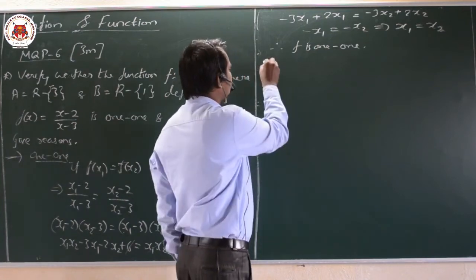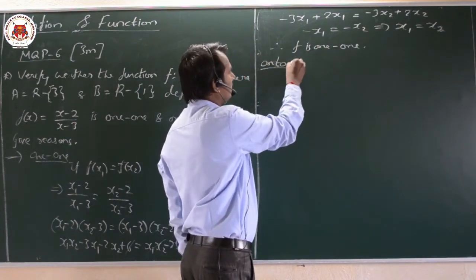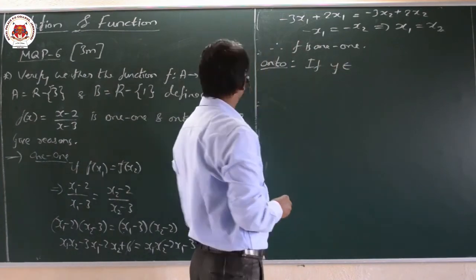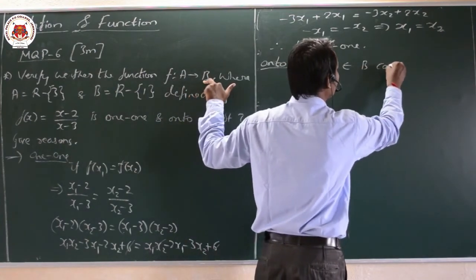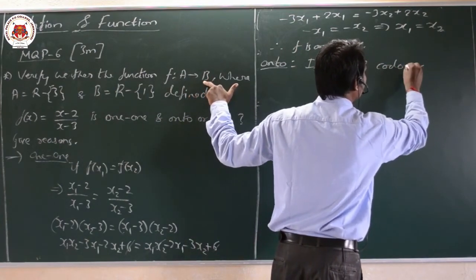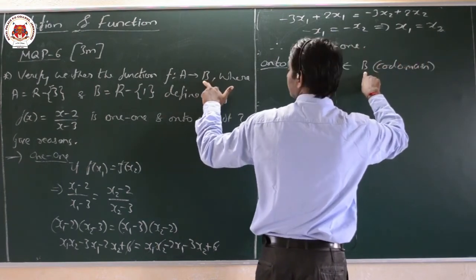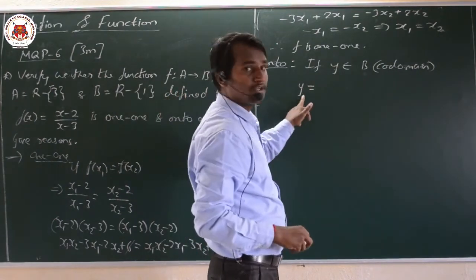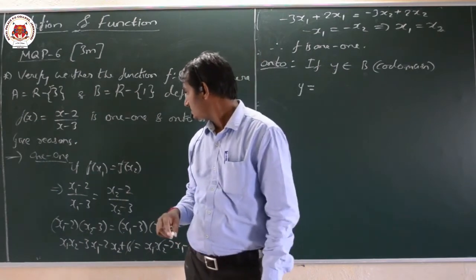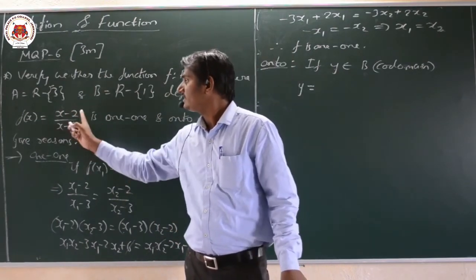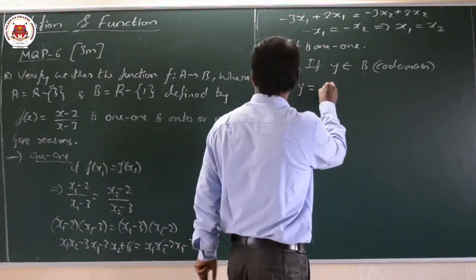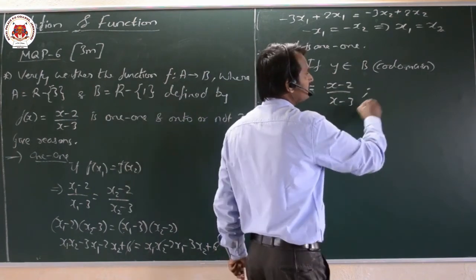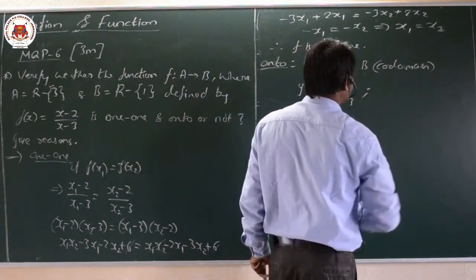Now comes our onto. For onto, let us take any value, y belongs to the set B. What is the B here? Codomain. B means what here? The set of all real numbers except 1. Now what is the value for y here? y equal to f of x, such that y equal to f of x. What is the f of x value? f of x value is (x − 2) divided by (x − 3). That I will write: y equal to f of x equal to (x − 2) divided by (x − 3). And here what is given here? Not equal to 1 here.